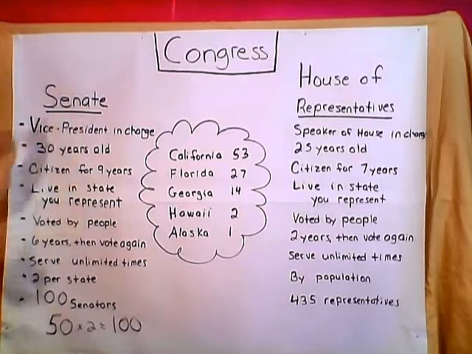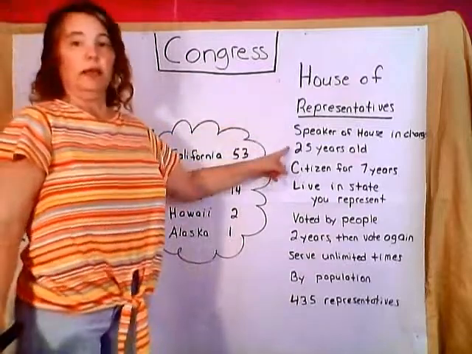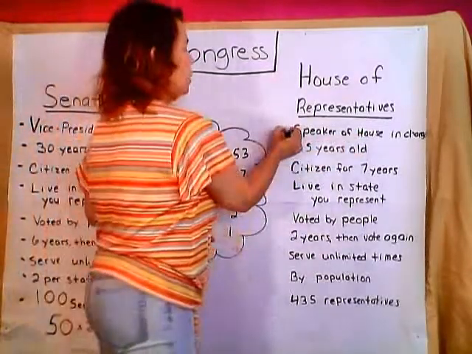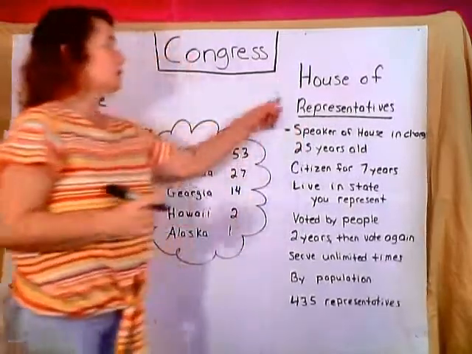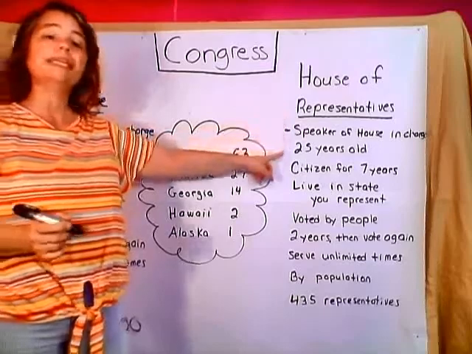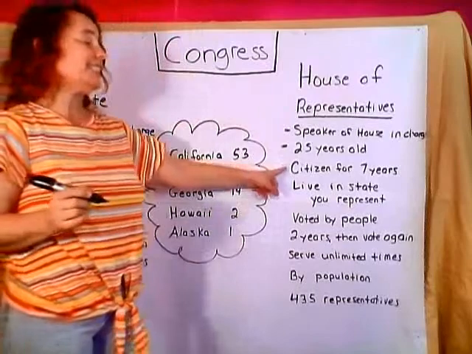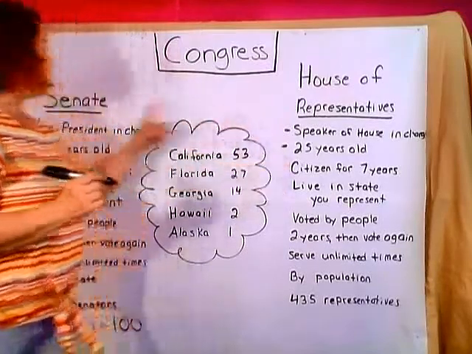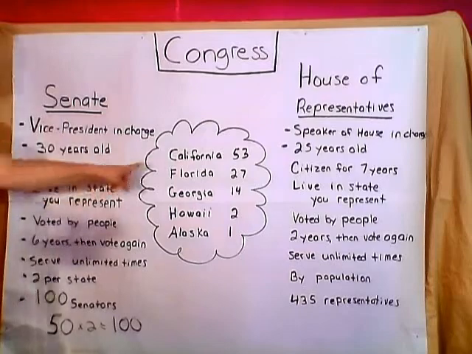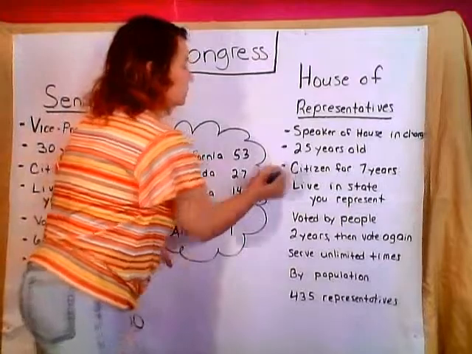Now we're going to talk about the other group. The other group is the House of Representatives. Now, in the House of Representatives, the Speaker of the House is in charge. If you want to be a House of Representatives member, you have to be at least 25 years old. You have to be a citizen of the United States for 7 years. Remember, over here for the Senate, you had to be a citizen for 9 years. But here, you have to be a citizen for 7 years.